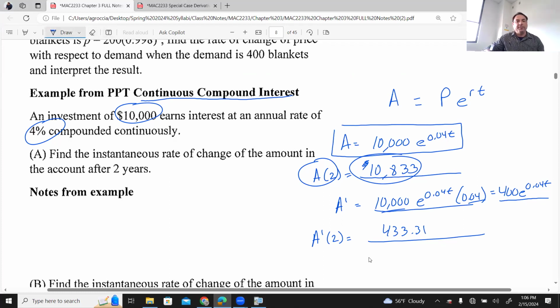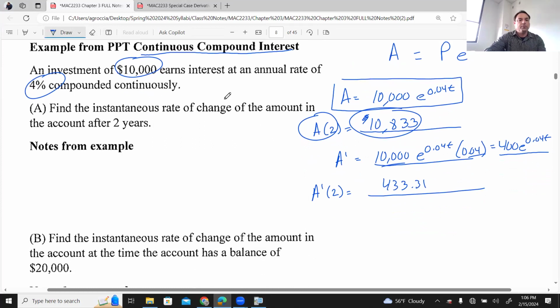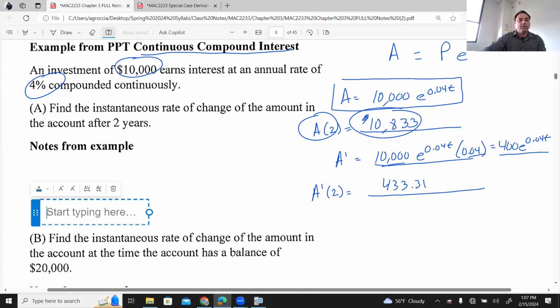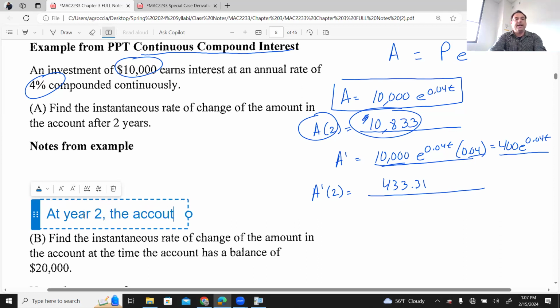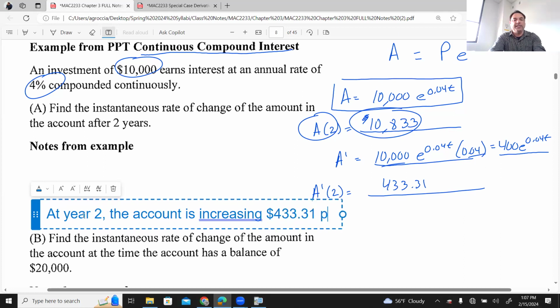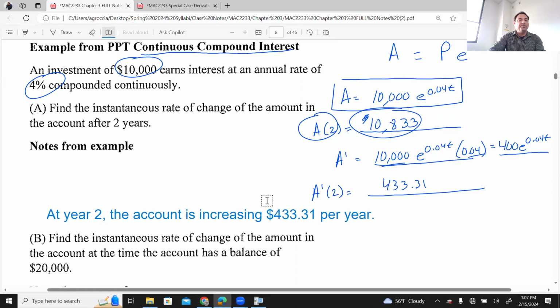Type it so you have a better chance of being able to read it. Okay. At year 2, the account is increasing $433.31 per year. Okay. Now, again, to really bring this home, you're stopping and looking at your account.